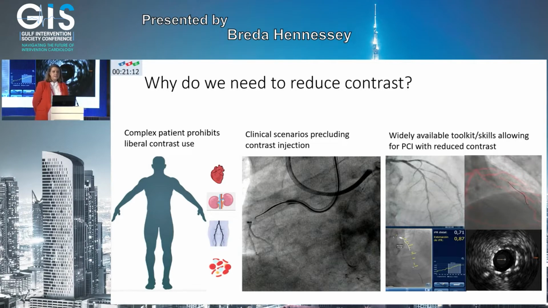And I think as interventionists, we're increasingly embarking on ever more complex PCI. There are certain situations in CTO PCI where contrast injection is not prudent. And also in the event of complications such as dissections that are iatrogenic, or if you find yourself with a patient with SCAD, it's not prudent to inject contrast. In addition to this, we have a very widely available toolkit and a very easy to learn skill set that helps us perform PCI while significantly reducing our contrast burden.